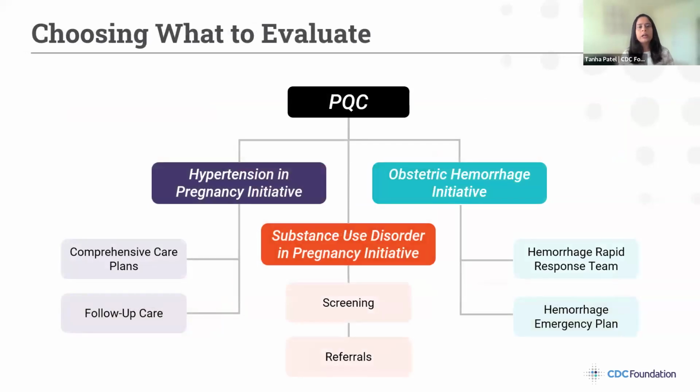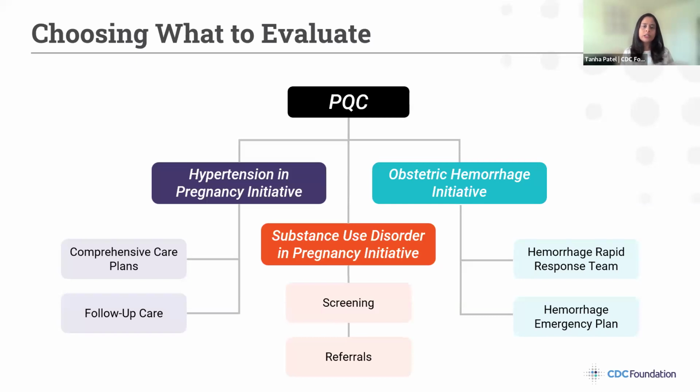Let's say we have a PQC that has three main areas that they're prioritizing over the next few years. And these are based on their community needs. This particular PQC, which we have made up for this webinar, is focused on reducing hypertension, substance use disorder, and obstetric hemorrhage among pregnant people. Each area has multiple components supporting their goals.